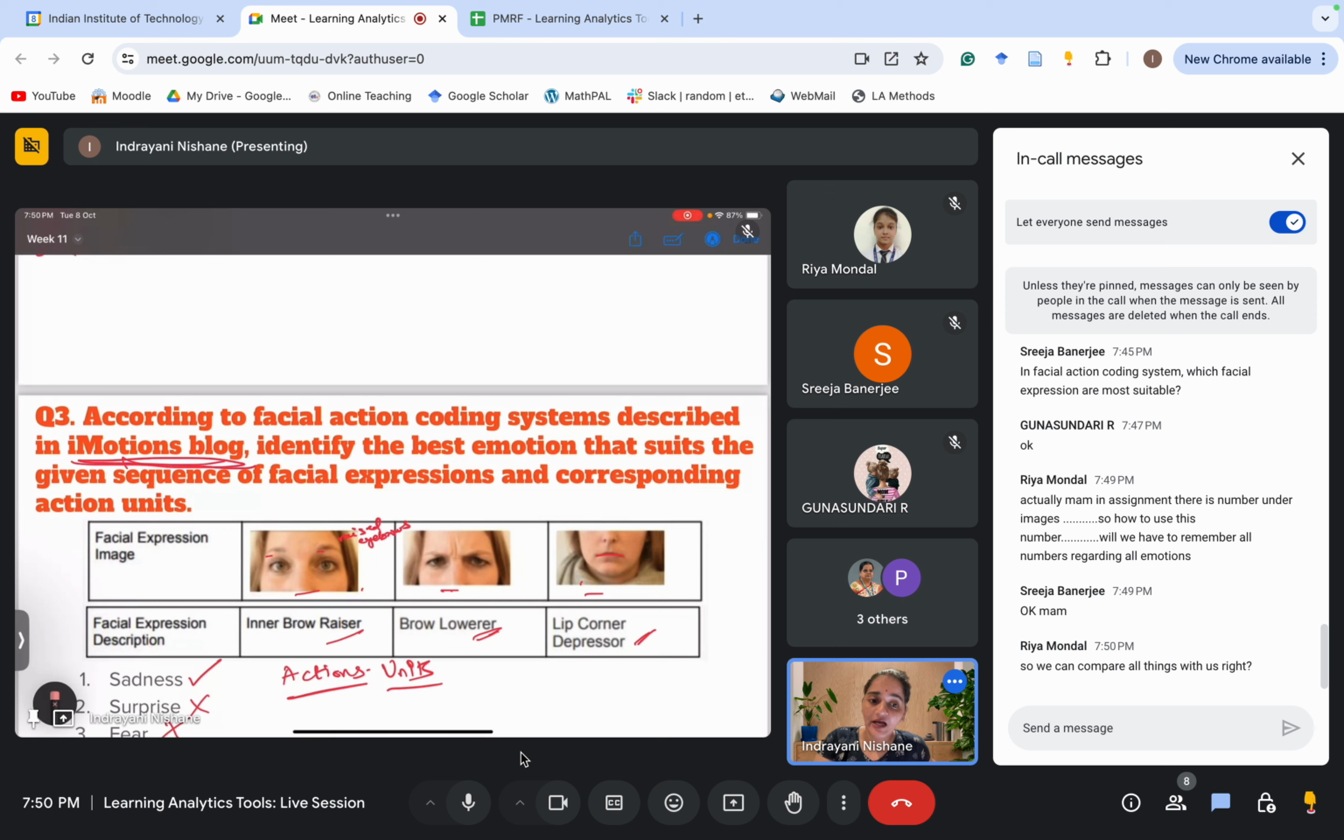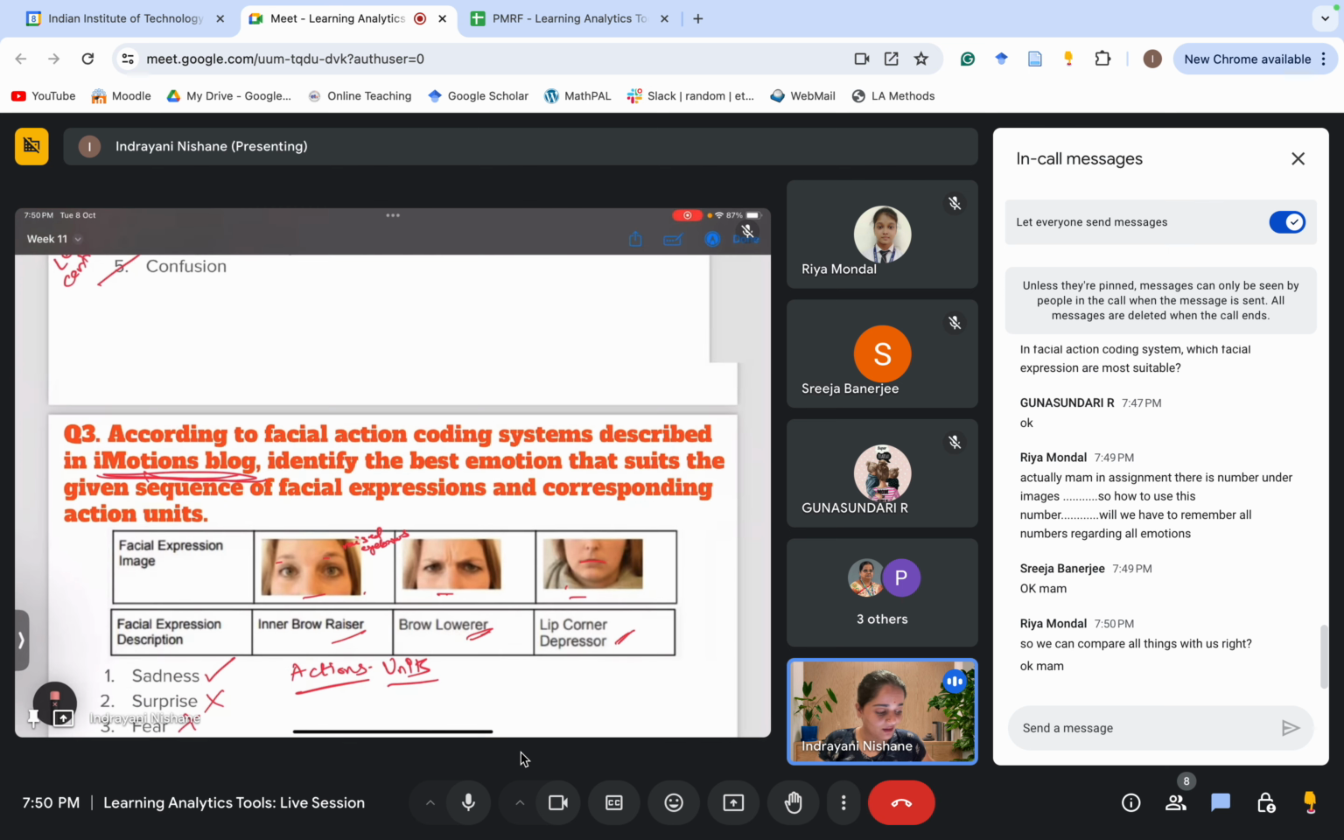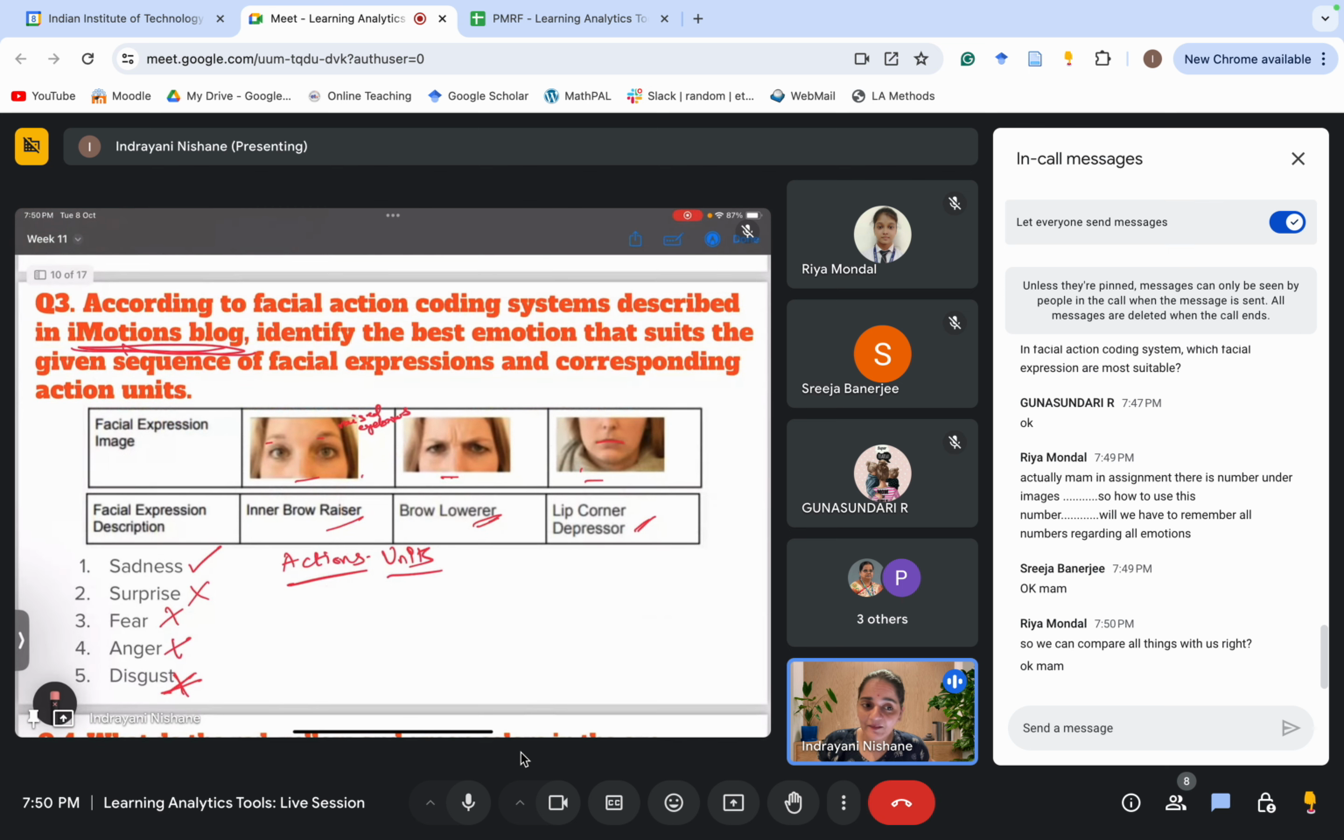I will never recommend learning by heart or remembering anything. I'm one person who is against rote learning, so I will never ever advise you to memorize something. Go through it, try to understand, go to the iMotions blog. They have beautifully explained how different action units help us in understanding different emotions. They have decoded our facial movements, how our eye movement changes, the opening and closing of eyes, whether we are opening extra wide or narrowing, and the position of our eyebrows. They have tried to link all these to different emotions.